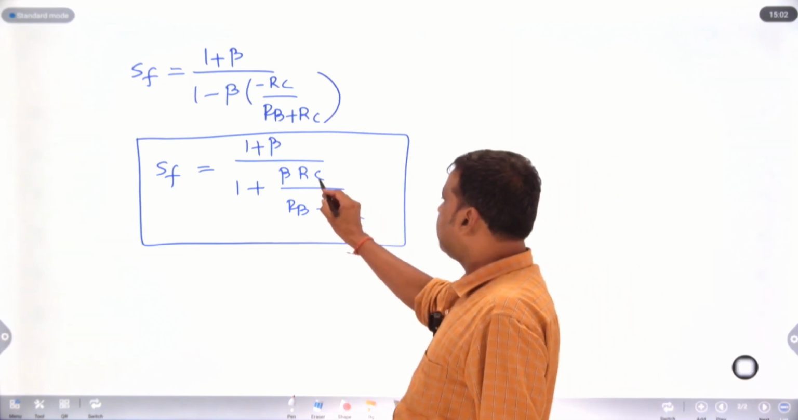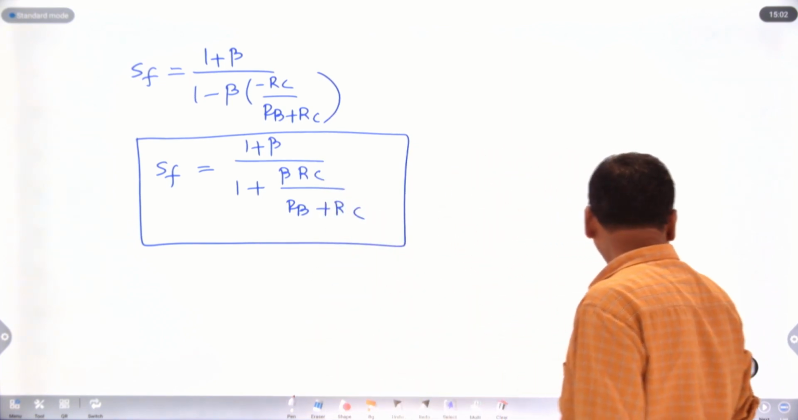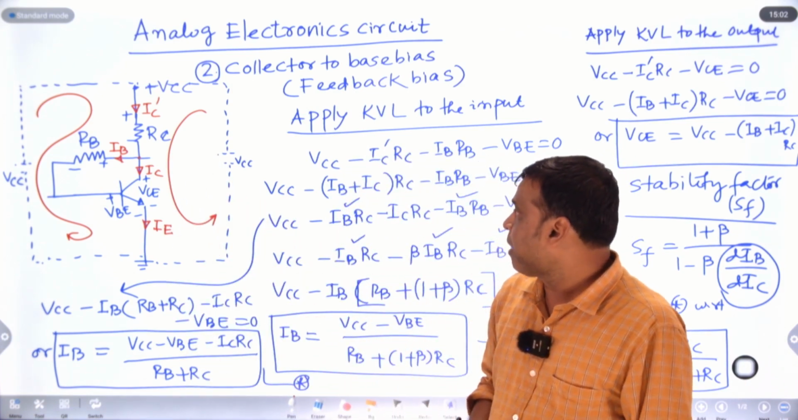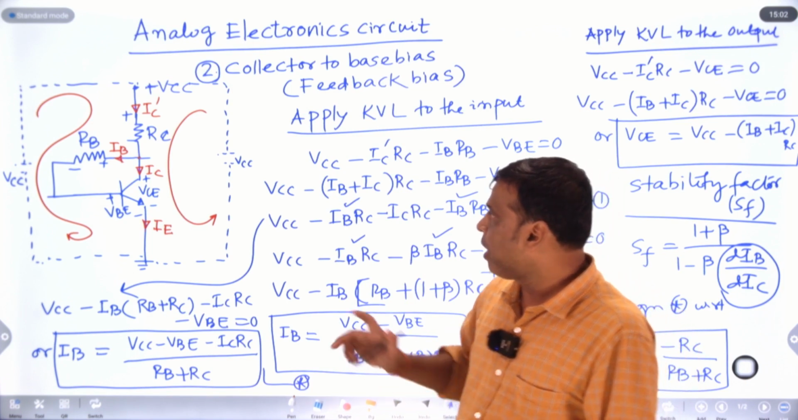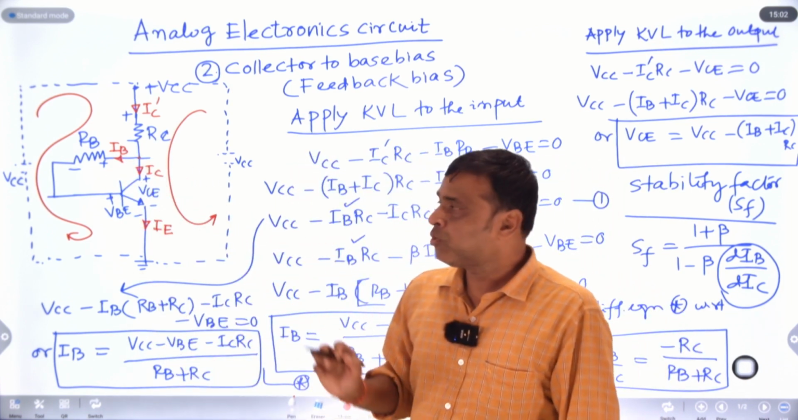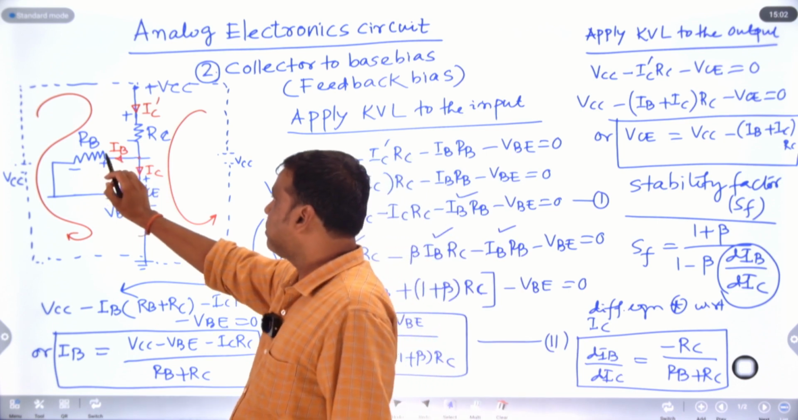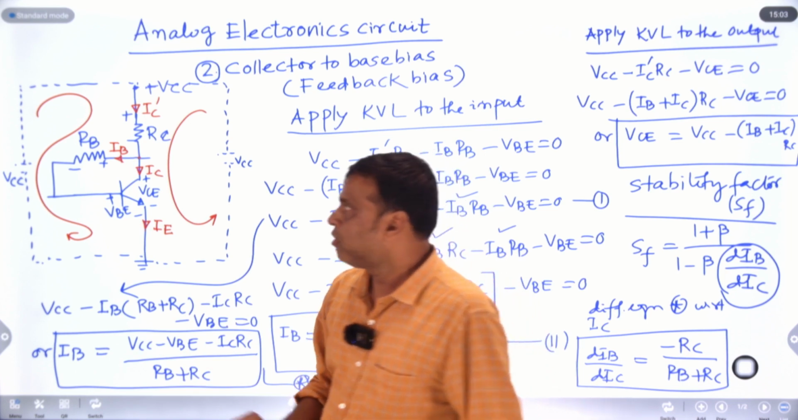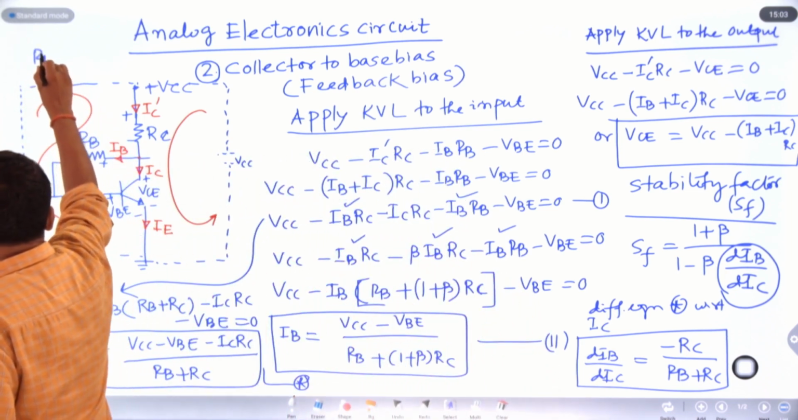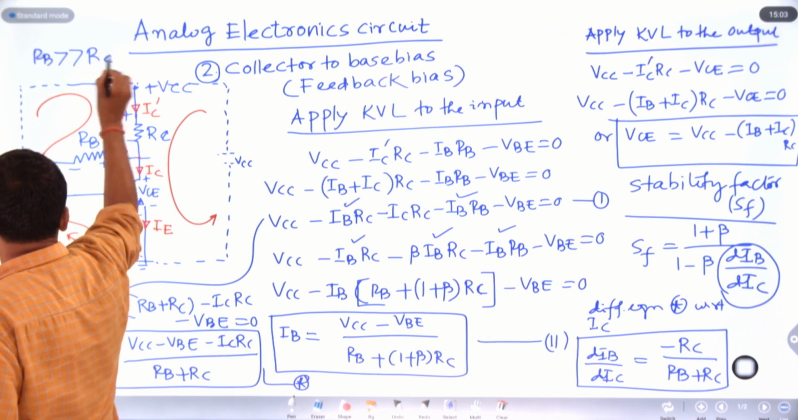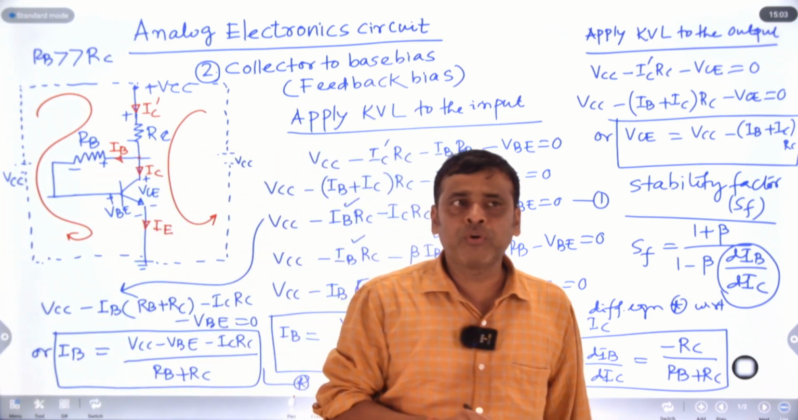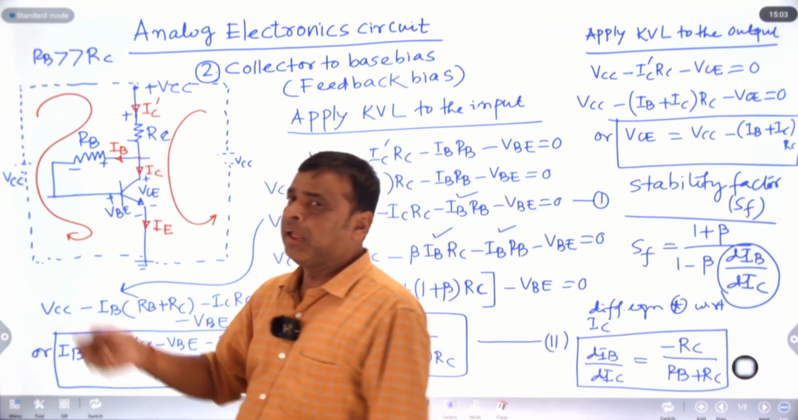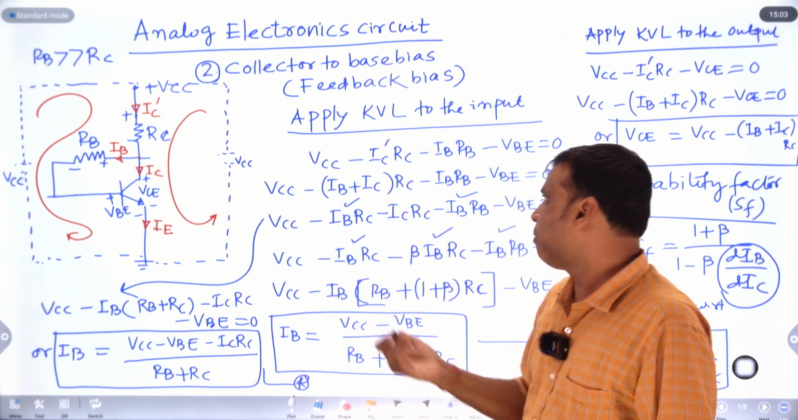In collector to base bias or feedback bias, the stability factor depends on two resistors, one is RB, another one is RC. From a design point of view, the value of RB is much greater than RC. The value of RB may be 470 kilo ohm or 250, and the RC value is very small, like 2 kilo ohm, 3 kilo ohm, 4 kilo ohm, 10 kilo ohm, like this.